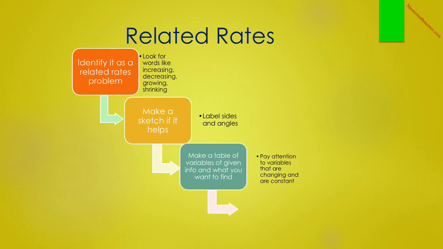Make a table of variables of given information and information of what you want to find. Make sure it matches the variables in your sketch. Pay attention to variables that are changing and those that are constant. For example, if you had a problem that talked about the distance from Houston to Dallas, that would be a constant. However, if you are traveling that distance and on the road, the distance that you are presently from Dallas is constantly changing.